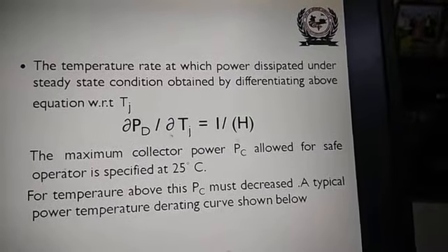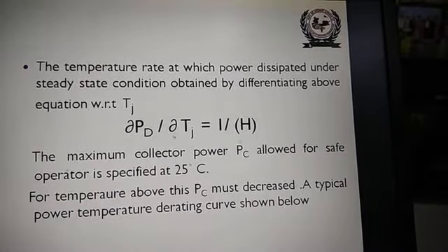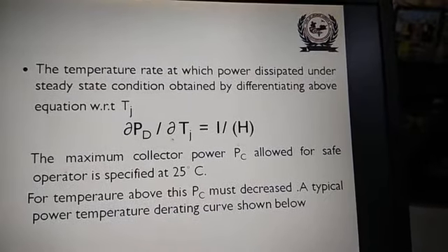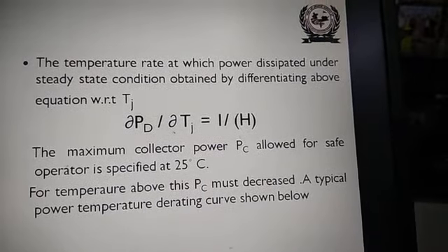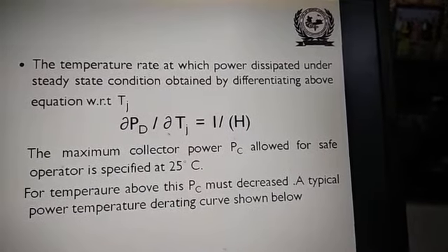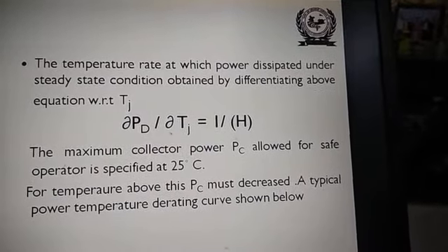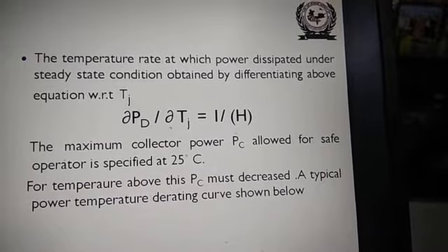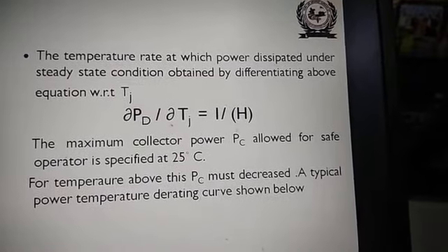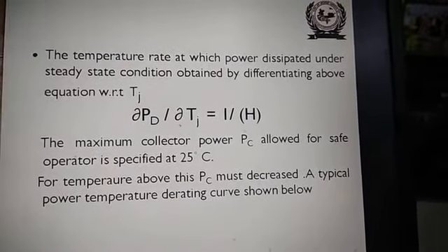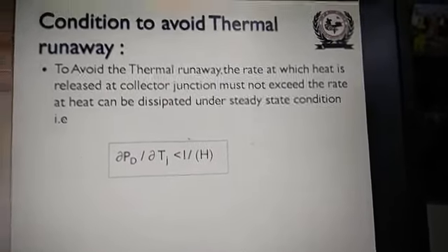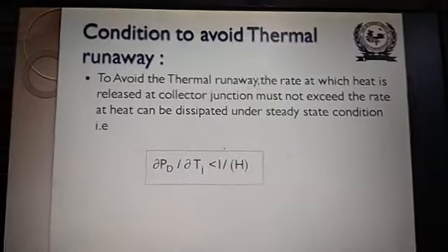The temperature rate at which power dissipation occurs under steady state condition is obtained by differentiating the above equation with respect to Tj. So this is the differentiation shown here. The maximum collector power dissipation Pc allowed for safe operation is specified at 25 degrees. For temperatures above this, Pc, that is collector power, must decrease. A typical power temperature derating curve is shown below. This is all given in the data sheet of the transistor.